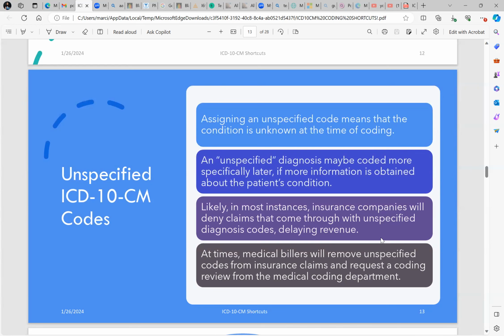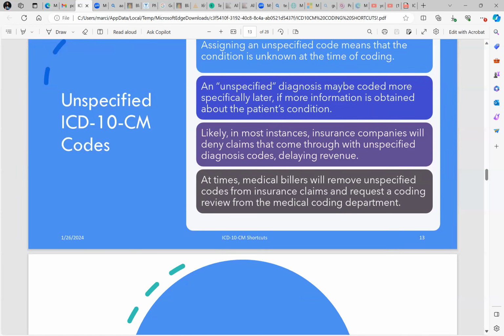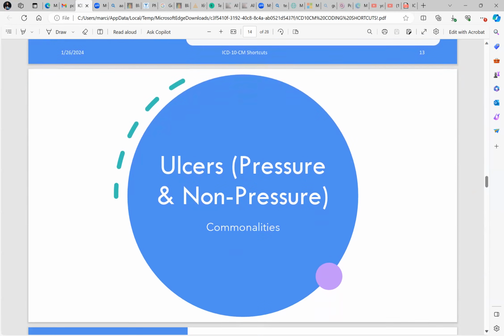Likely, in most instances, insurance companies would deny claims that come through with unspecified diagnosis codes, delaying revenue. They want you to be more specific. At times, medical billers will remove unspecified codes from an insurance claim and request a coding review from the medical coding department to make sure that there is not another code that can be used.